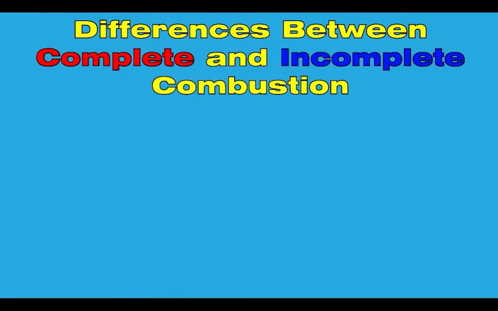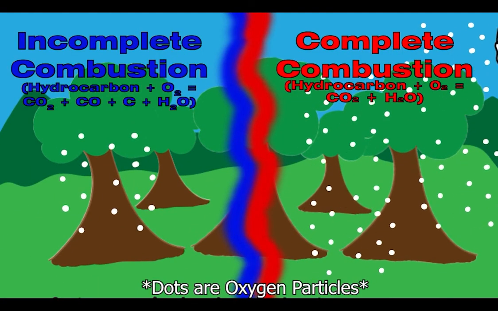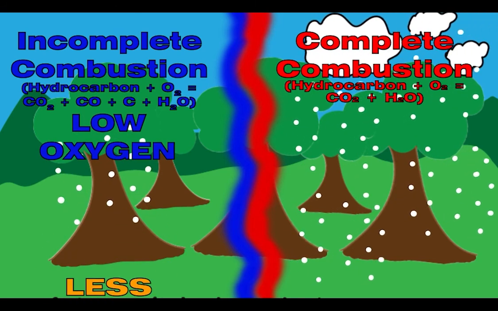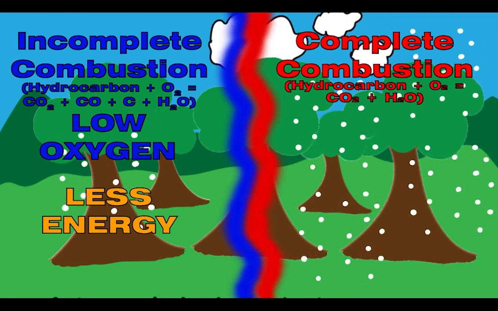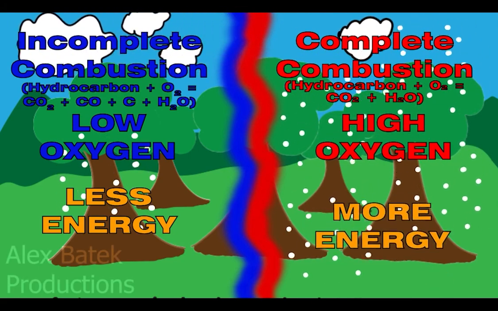Differences between complete and incomplete combustion. The main difference between incomplete and complete combustion is that incomplete combustion has a low amount of oxygen, producing less energy. Complete combustion has a high amount of oxygen, producing even more energy.